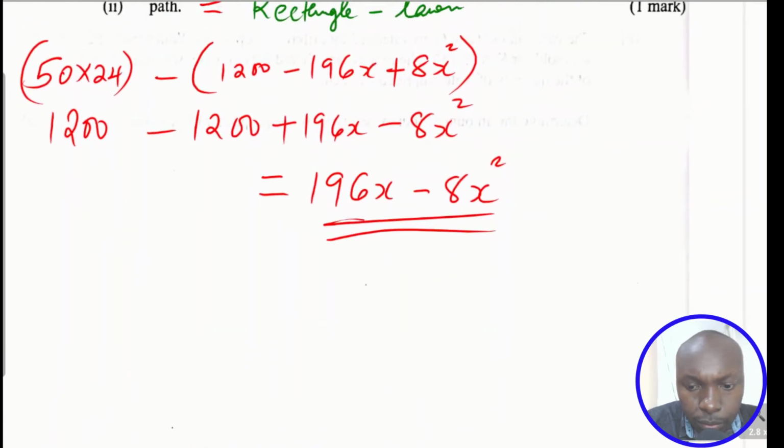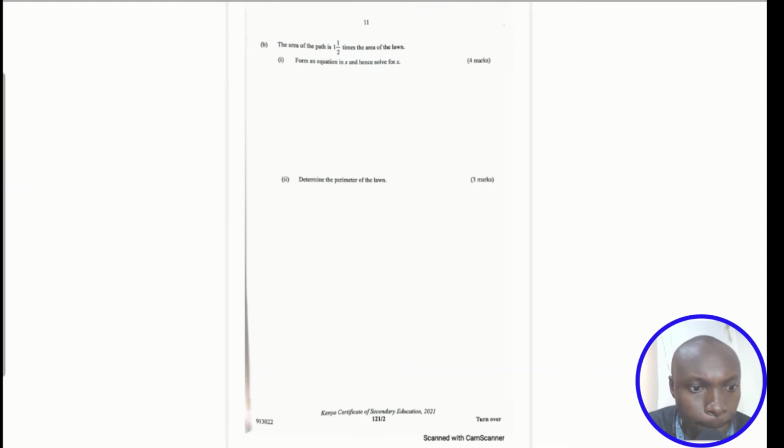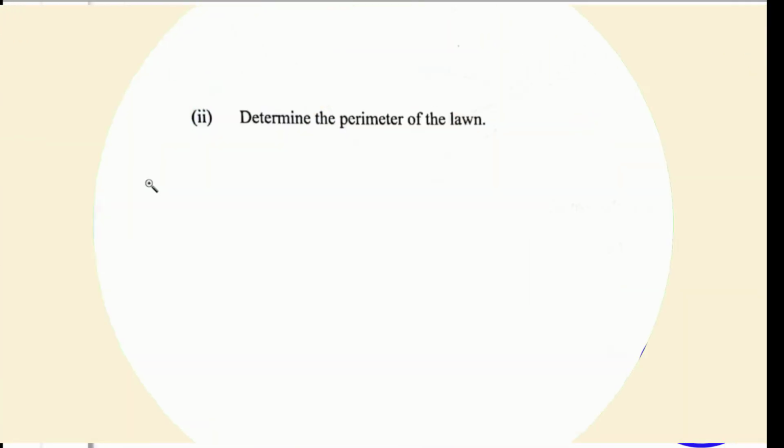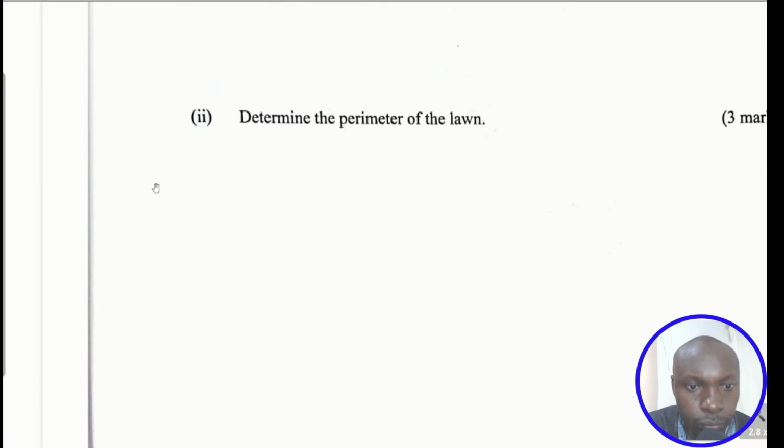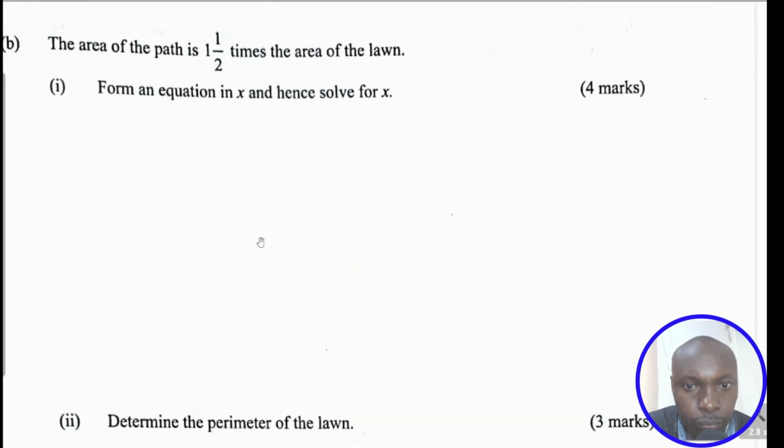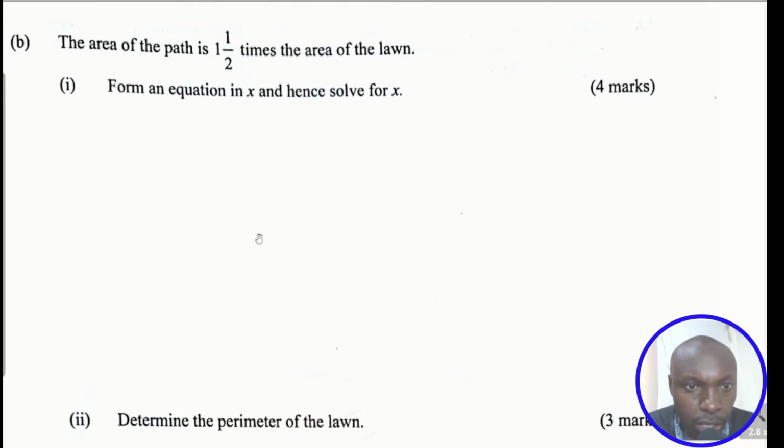The other part of the question is, let me try to zoom this on. So this is how the question reads. The area of the path is 1.5 times the area of the lawn. Part 1. Form an equation in x and hence solve for x.